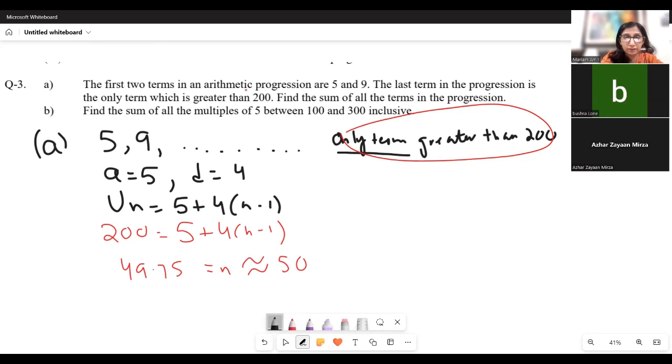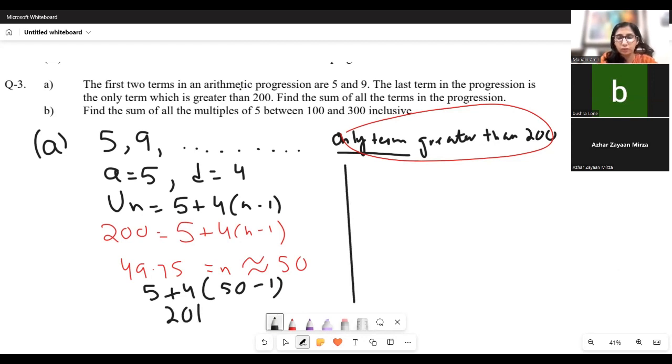Now let's find that term. It's going to be 5 plus 4 times 50 minus 1. So 5 plus 4 times 49, that's 201. So that's the last term of this sequence. First term is 5, second term is 9, and the 50th term is 201. So that's the first term, that's the second term, and that's the 50th term.